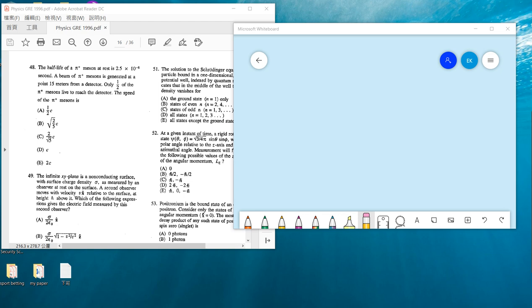Guys, so keep studying our physics subject GRE. Our physics subject GRE. Okay, so 45. 48.